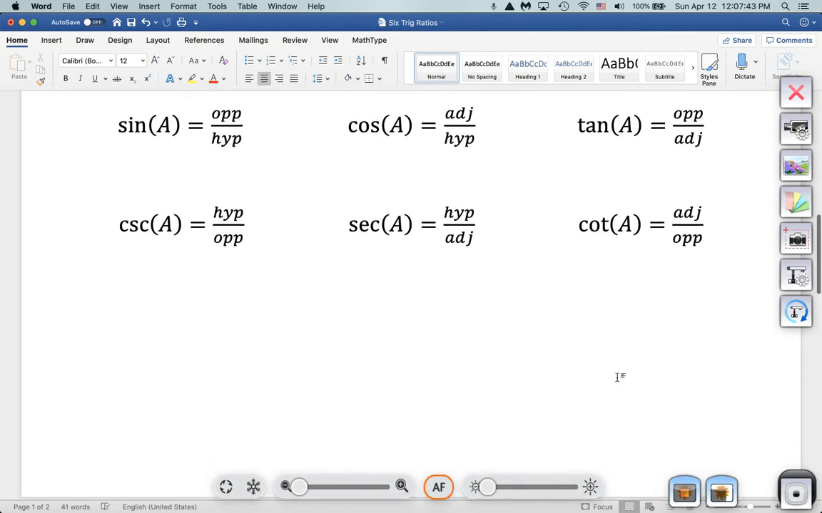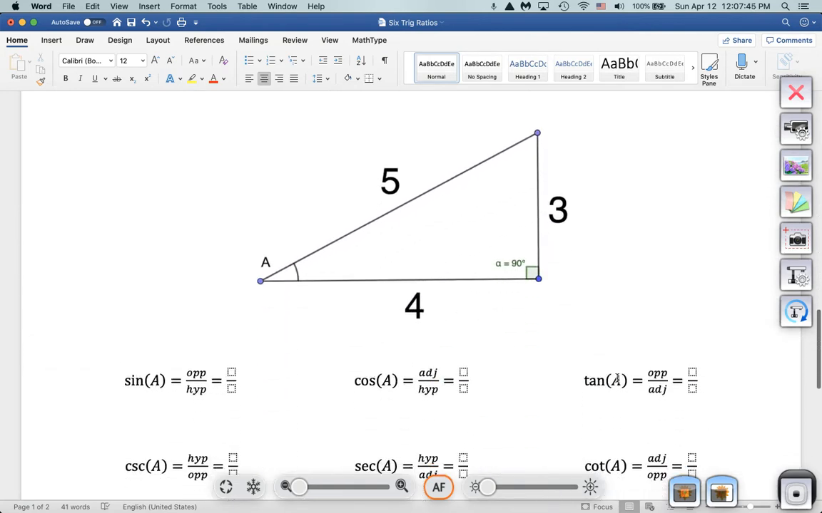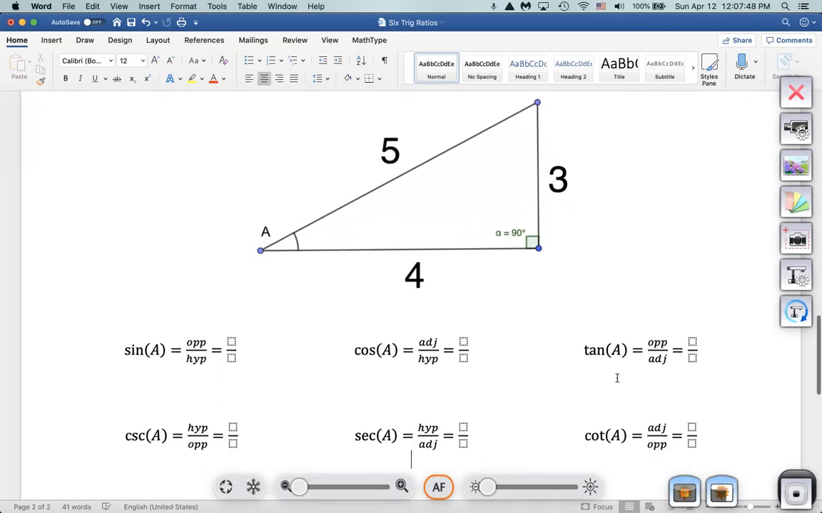So let's do an example. If you need to slow down and rewind and listen to that again, please do so. But here's an example. We have this right triangle. The right angle is down here in the bottom right, so this 5 would be our hypotenuse. Since we're looking at angle A in all of these trig functions, the opposite would be the 3, and the adjacent would be the 4. Remember, the adjacent side always forms the angle we're looking at with respect to the hypotenuse. So the adjacent and the hypotenuse always make the angle that we're taking the sine or cosine of.